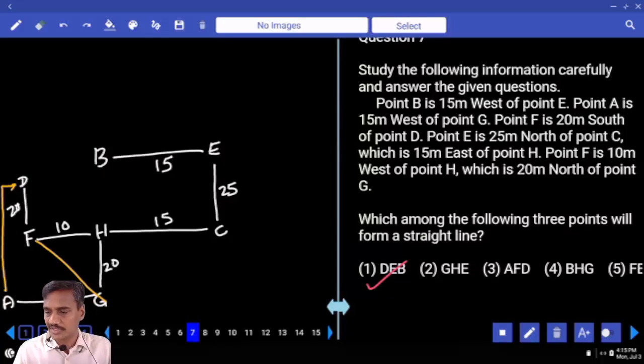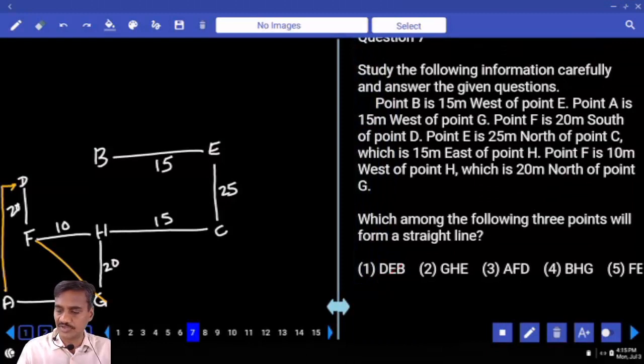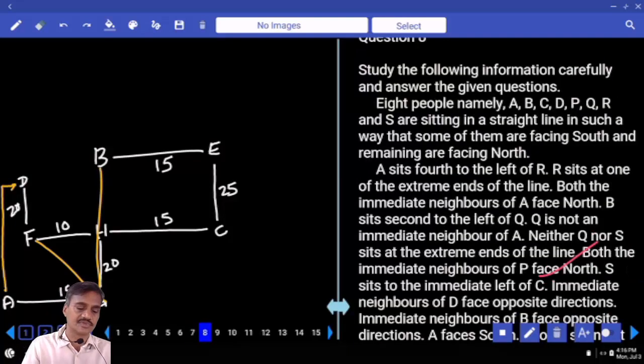And 7. Which among the following 3 points will form a straight line? Then which 3 form a straight line here? F, H and C form a straight line. And D, E, B, are they a straight line? No. And next one, G, H, E? No. And A, F, D? No. B, H and G, yes, B, H and G form a straight line. And so choice 4 for question number 7.